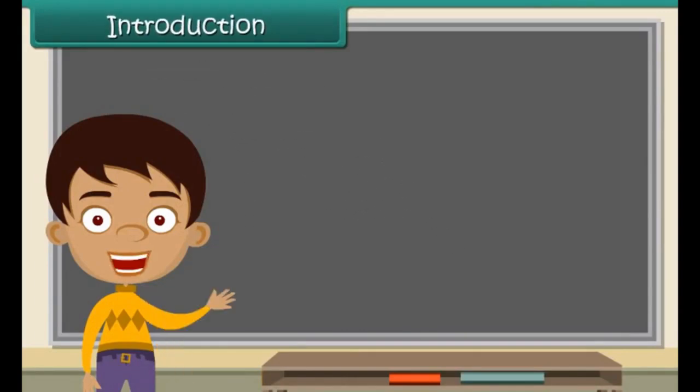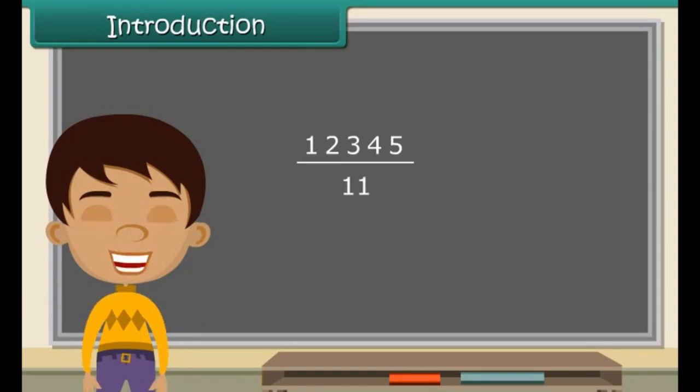Your friend challenges you to find if the number 12,345 is divisible by 11 in less than 30 seconds. Is it possible to divide 12,345 by 11 and check? No. That will take longer than 30 seconds. Do you secretly wonder if there is another way to solve the problem?